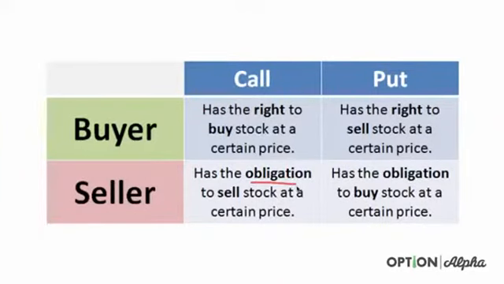If you agree with an option buyer that they're going to buy stock from you at $50, you have to sell it to them at $50 if that contract actually comes all the way through expiration.